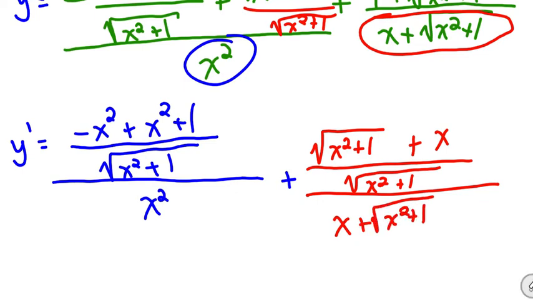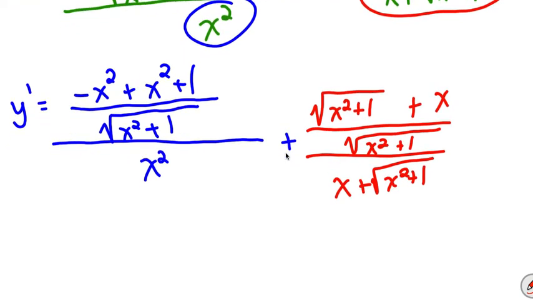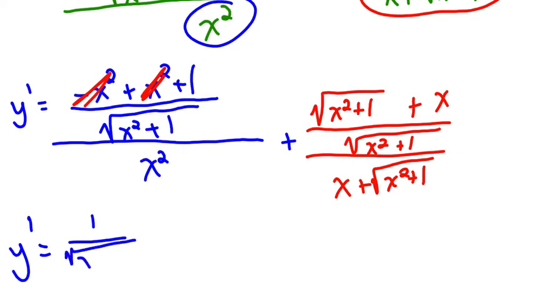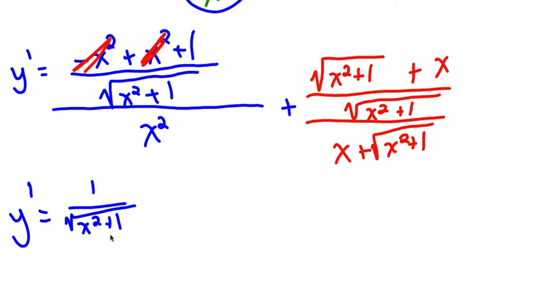Okay, like I said, if you didn't believe me this was messy algebra to begin with, you do now, because we got a fraction in a fraction here. So let's start simplifying. We have a negative x squared plus x squared, so that's gone. So y prime, this over here all simplifies to, let me shorten that up a little bit, the numerator of the numerator is 1, the denominator of the numerator is square root of x squared plus 1, and then the big denominator is x squared.